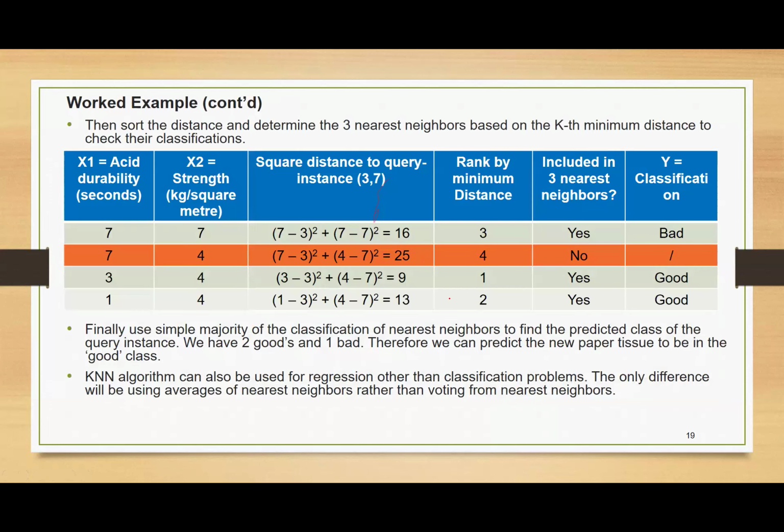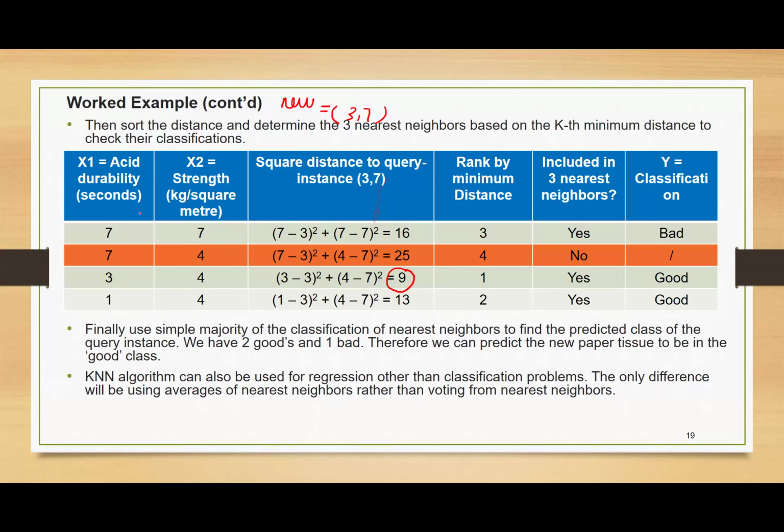Then we use this distance. We rank all the samples by the distance, right? So we can see this 9 is the nearest one, the nearest point to the new point, which is 3 and 7. So this is a new point, okay? The new point we have is 3 and 7.